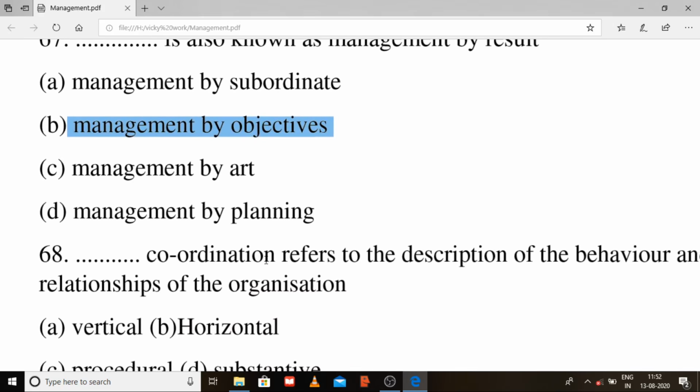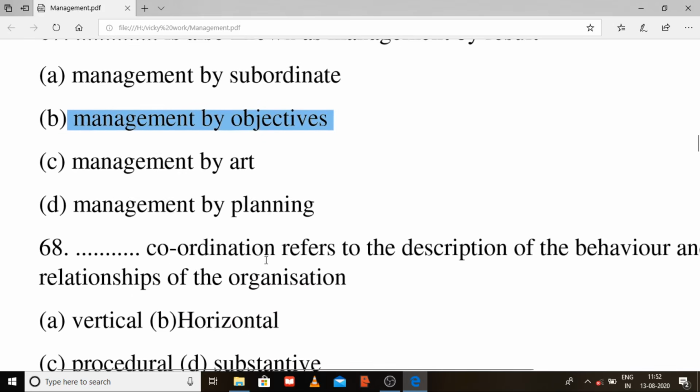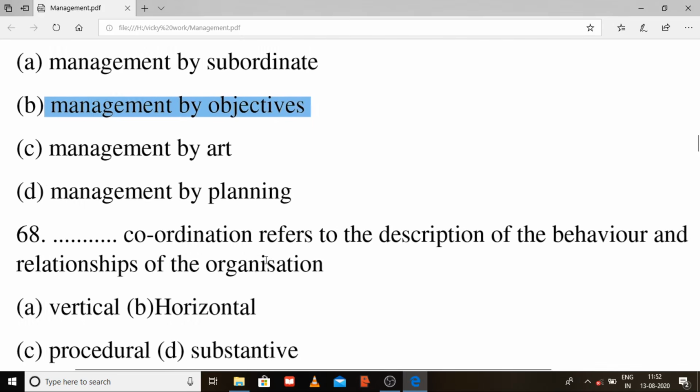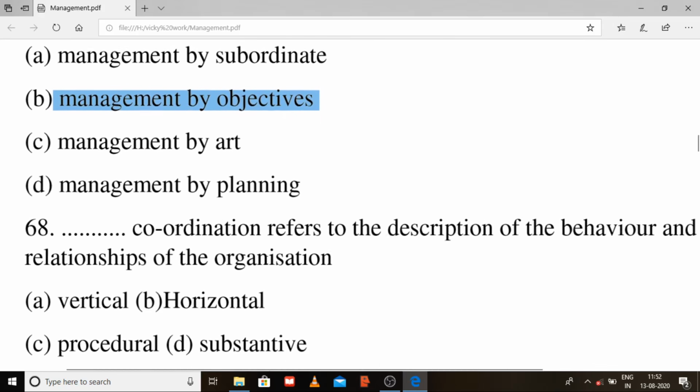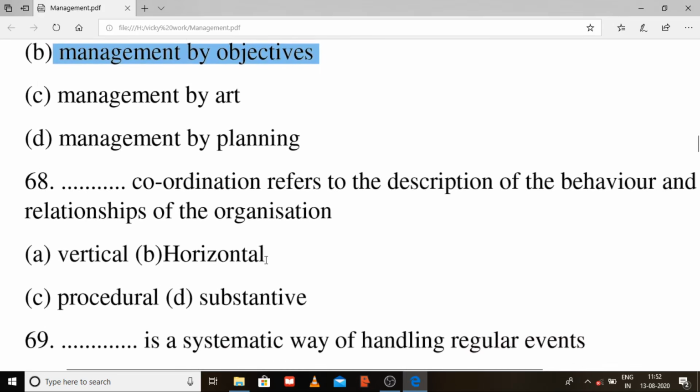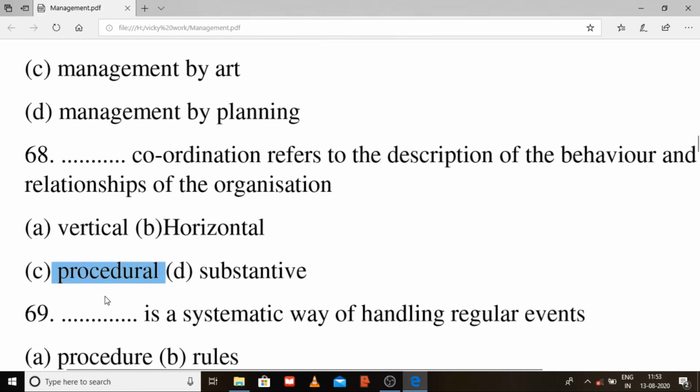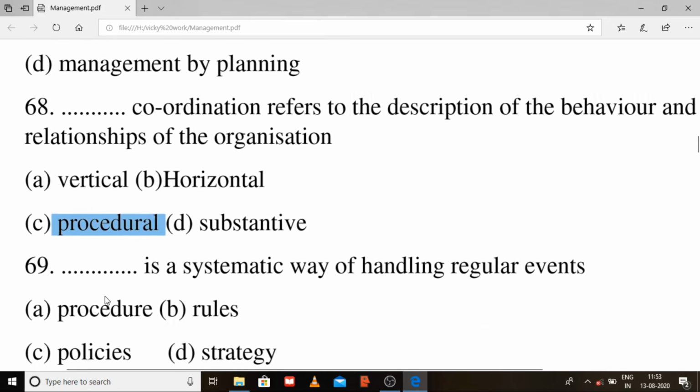68. Dash dash coordination refers to the description of the behavior and relationships of the organization. Option C. Procedural coordination refers. Option C is the right answer.